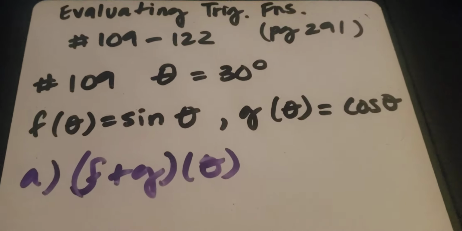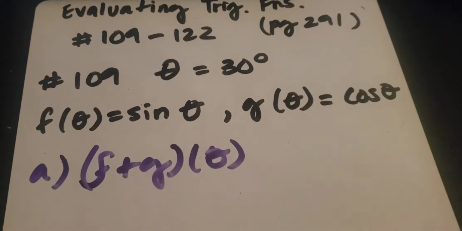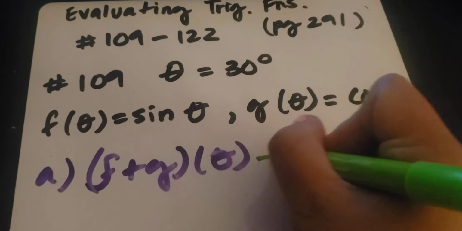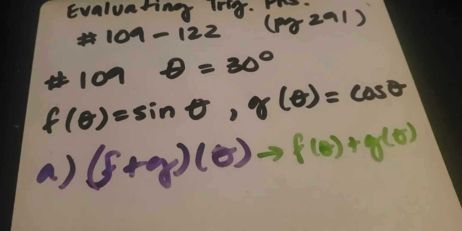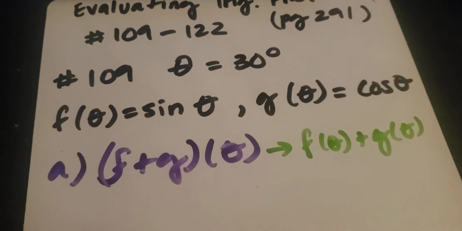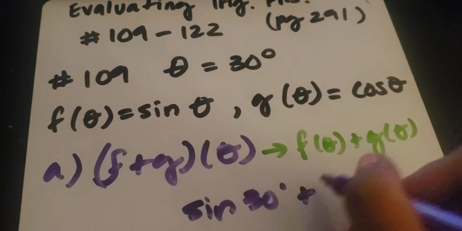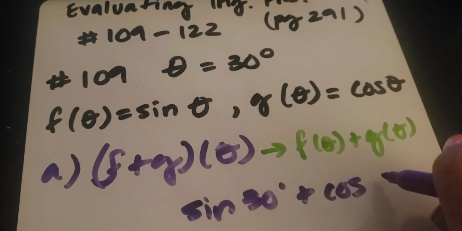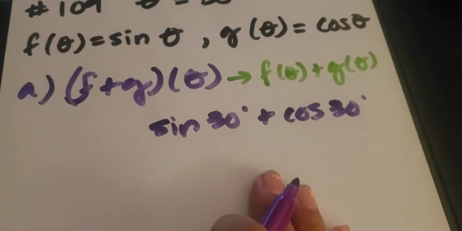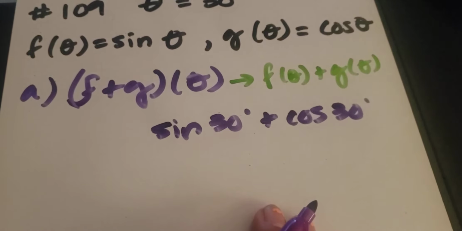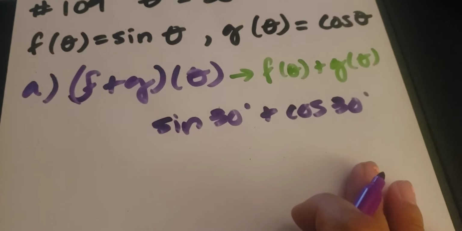So let's get started. Part A, they give you f plus g of theta. You can rewrite this as f of theta plus g of theta. Now f of theta is sine theta, and remember our theta is 30 degrees, so this is sine of 30 degrees plus g of theta, which is cosine of 30 degrees. Again, we're not going to use a calculator, but you can use the chart, I believe on page 285, the one we used earlier where they gave you all the solutions. You can use your unit circle as well. But again, they want you to solve it without using a calculator.